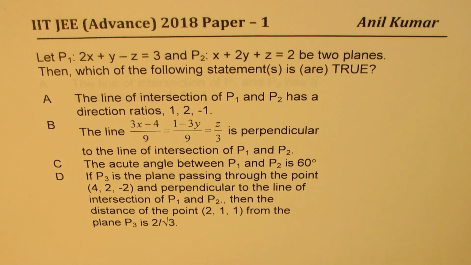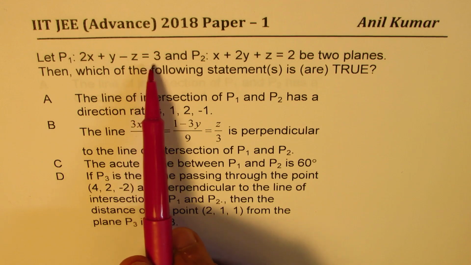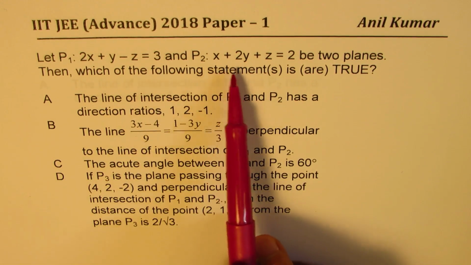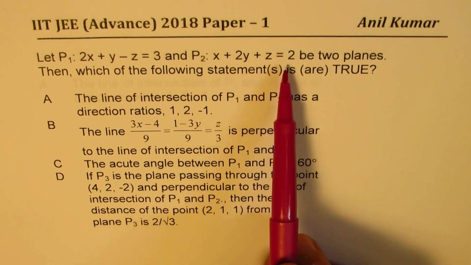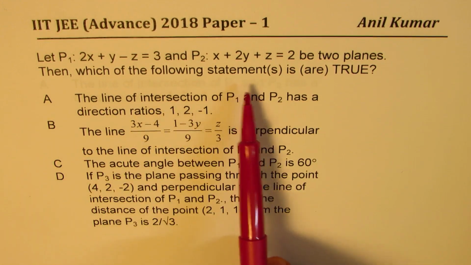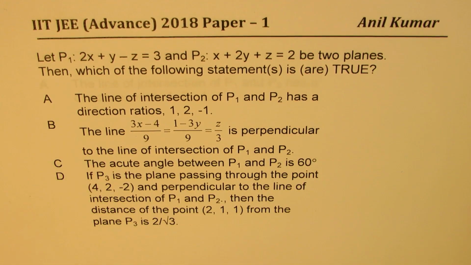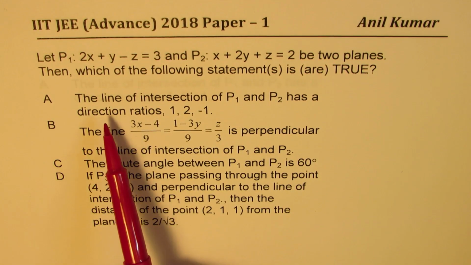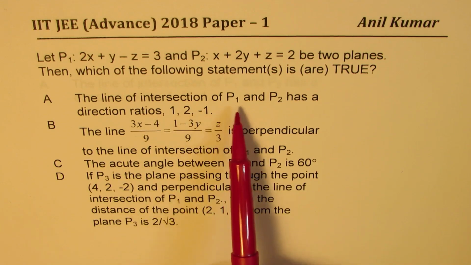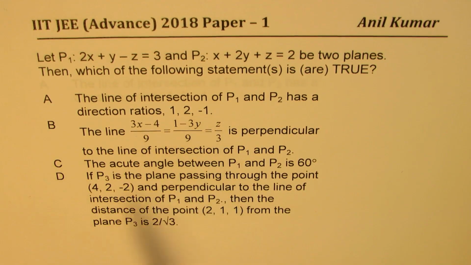The question here is, let P1 be 2x plus y minus z equals 3, and P2, x plus 2y plus z equals 2, be two planes. Then, which of the following statements is true? So there are four statements. A, the line of intersection of P1 and P2 has direction ratios of 1, 2, minus 1.